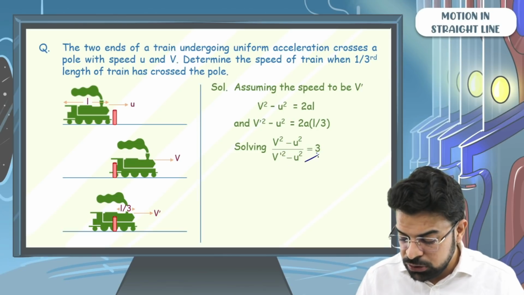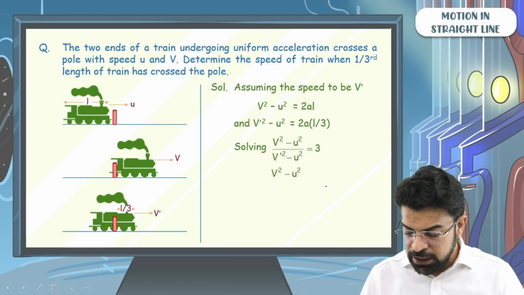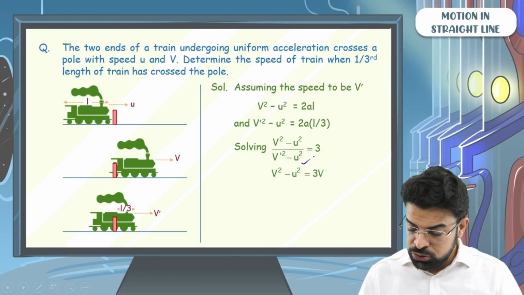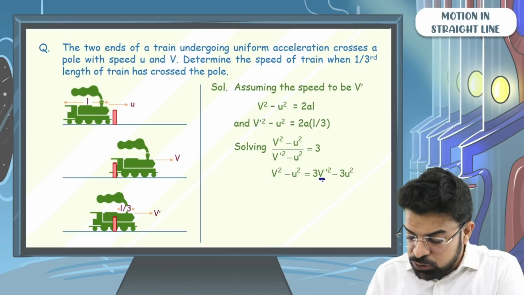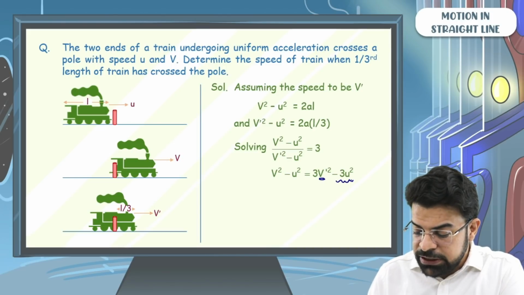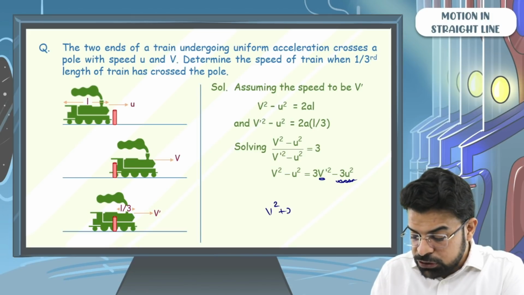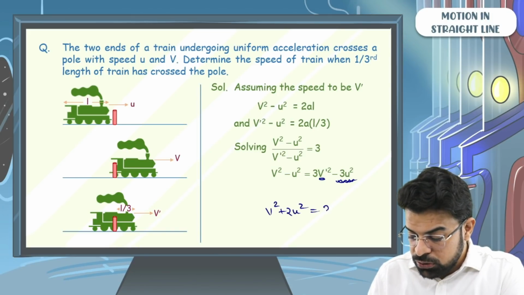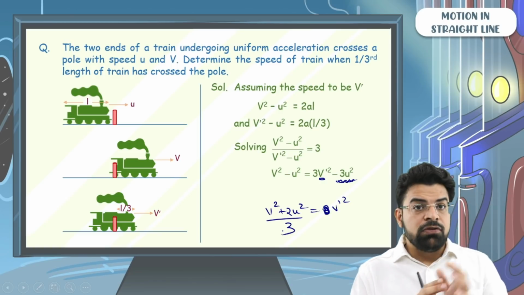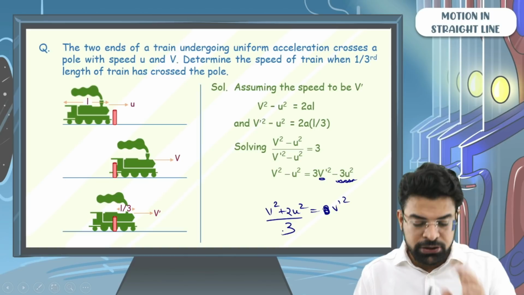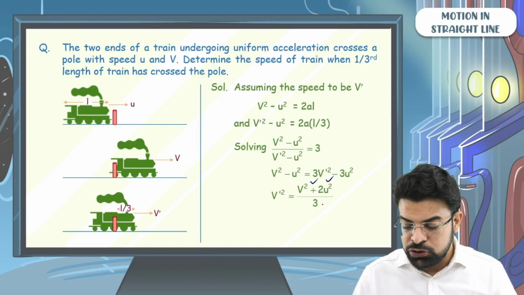Now all you have to do is cross multiply and solve. So you can write from here V square minus U square equals 3V dash square minus 3U square. So our mission is to find V dash. Bring this minus 3U square to the left hand side. So on the left hand side you get V square plus 2U square equals 3V dash square. Now you can move this 3 down. So you get V dash square equals V square plus 2U square by 3. So I can write V dash square equals V square plus 2U square by 3.